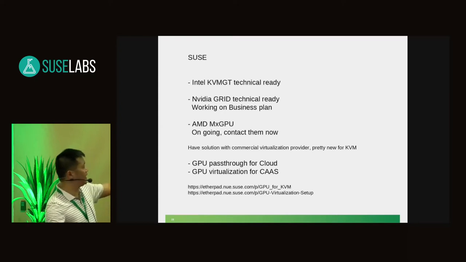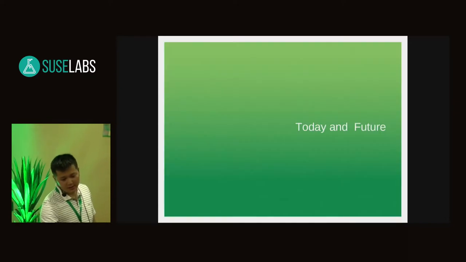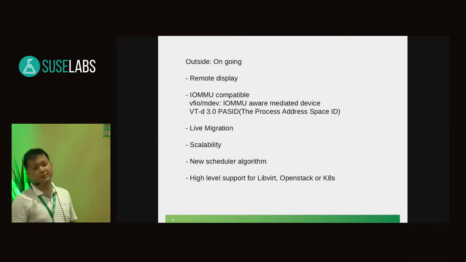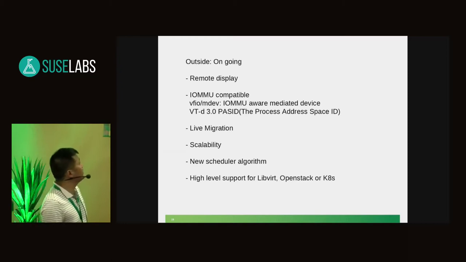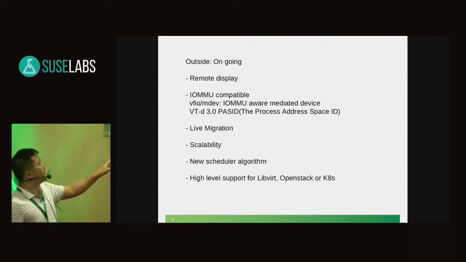Below is some work we are doing from the virtualization level, if you're interested, and some problem issues for all this virtualization. Remote display does not work very well for Intel. Nvidia looks good now, and IOMMU is compatible. Even though IOMMU is not necessary for MDEV, in some scenarios it could be used, especially for this new feature PASID.